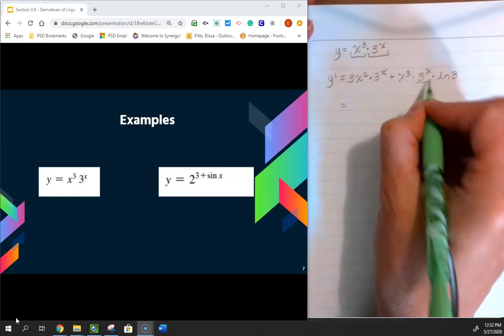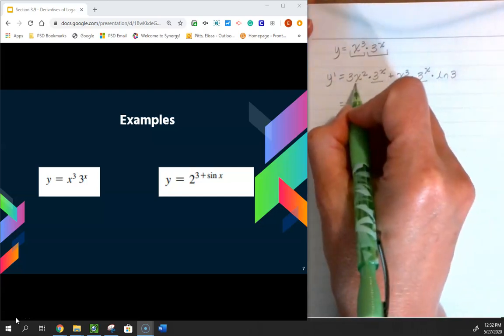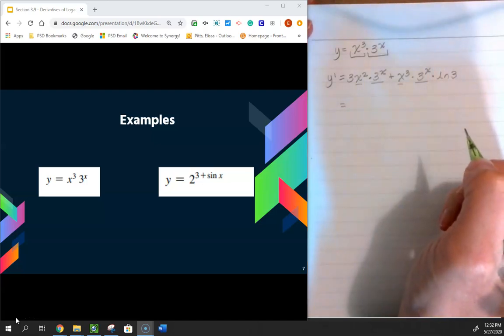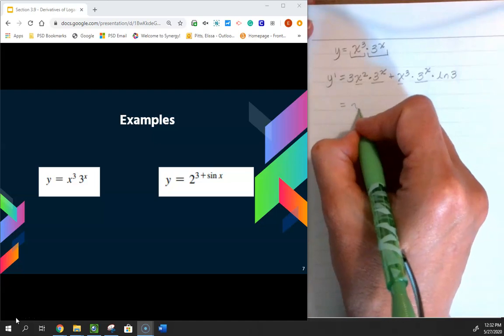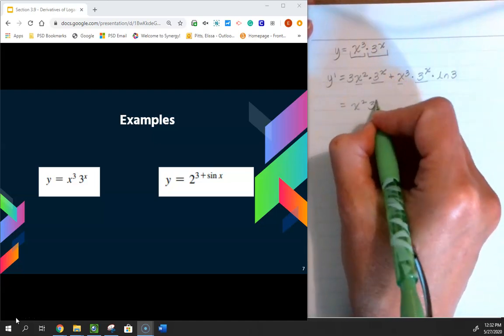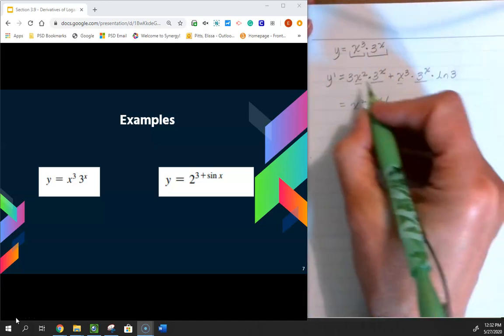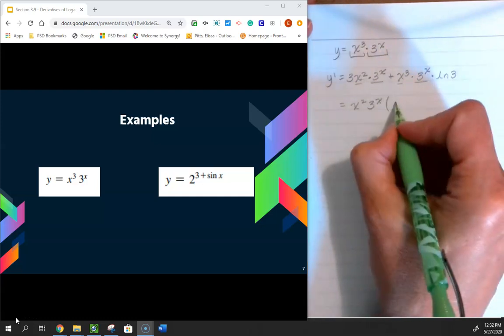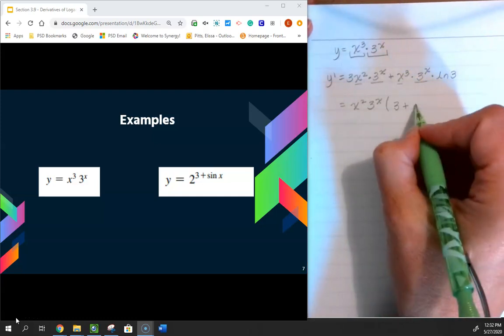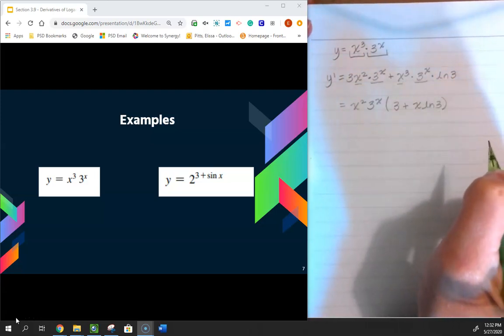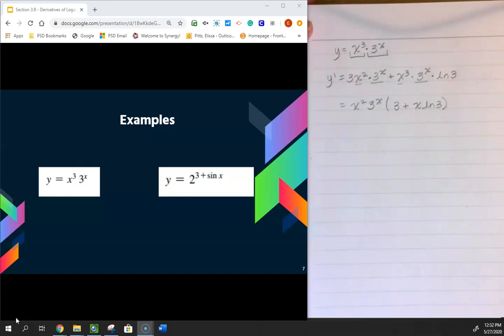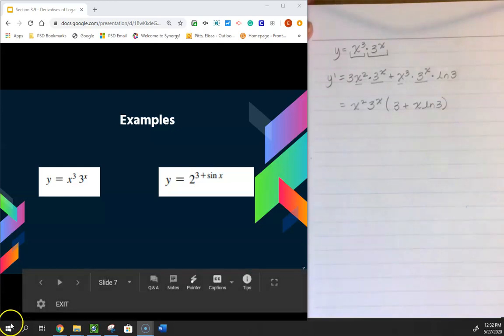Now here, your book may do a little bit of factoring things out. I see a 3 to the x in both of these. I also see an x squared that I can take out of those. And so I'm going to take out an x squared 3 to the x. And when I do that, that goes away. I'm left with just 3 plus x natural log of 3. And I'm not sure what your book says the answer is, but I would accept both of those.